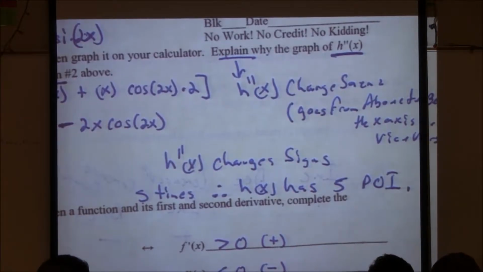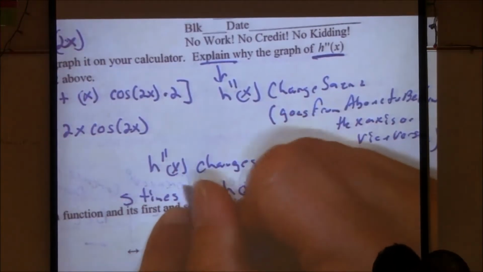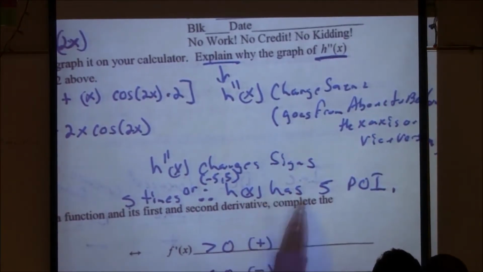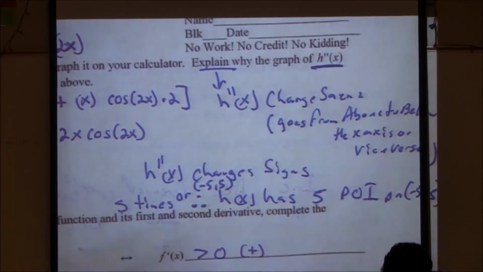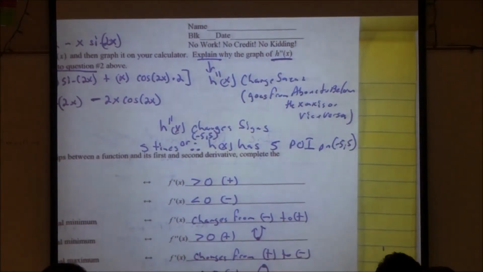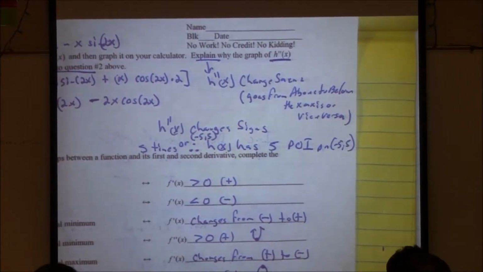We could have been more specific and said h double prime changes signs 5 times on the interval -5 to 5. Therefore, h of x has 5 points of inflection on -5 to 5. We're not looking at the entire graph, we're only looking at that part. It would be good to put on there. I don't think they would be that strict, but better to be safe than sorry, right? Have that extra information and it won't hurt anyone.